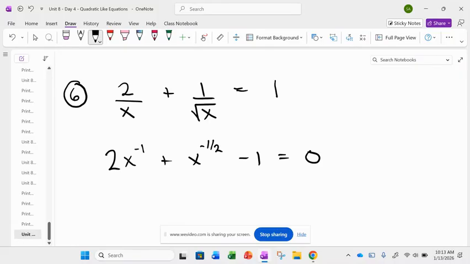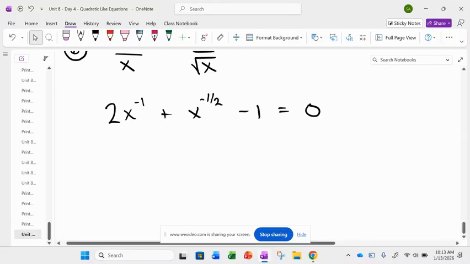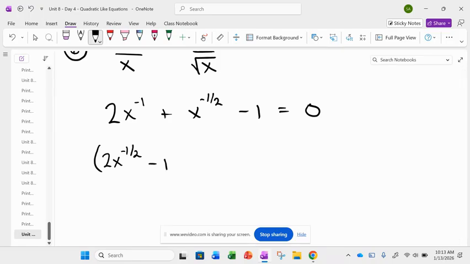Can we factor this? Absolutely. So we're going to have 2x to the negative half power minus 1, and then x to the negative half power plus 1. You could check that middle term by multiplying the outers and the inners. 2 times 1 is 2. Negative 1 times a positive 1 is a negative 1. 2 plus a negative 1 is a positive 1.